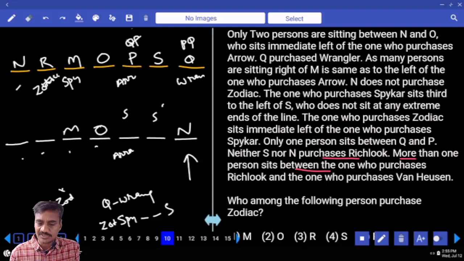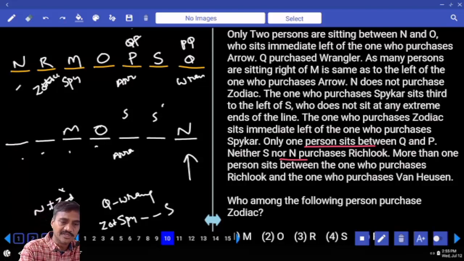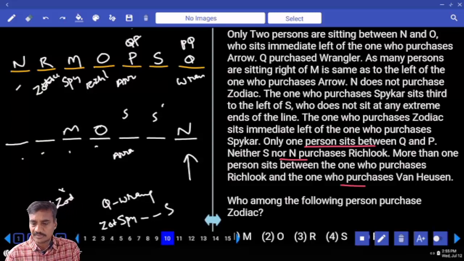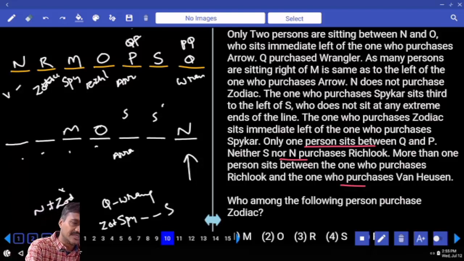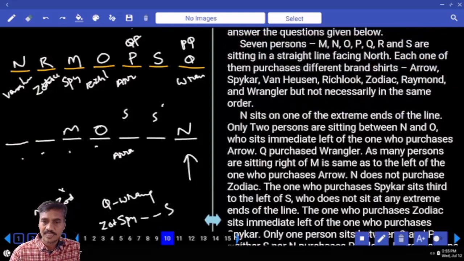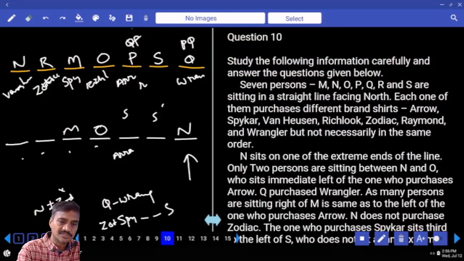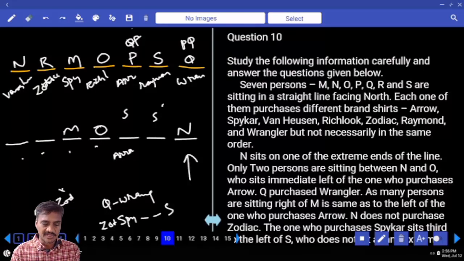Now we have one piece of information regarding Rich Look: neither S nor N is Rich Look, so S and N are ruled out. O is Rich Look. And there is more than one person between Rich Look and Van Heusen, so N must be Van Heusen. Then what is the other thing left over here? Raymond's. So S purchases Raymond's. Now this is the final arrangement.